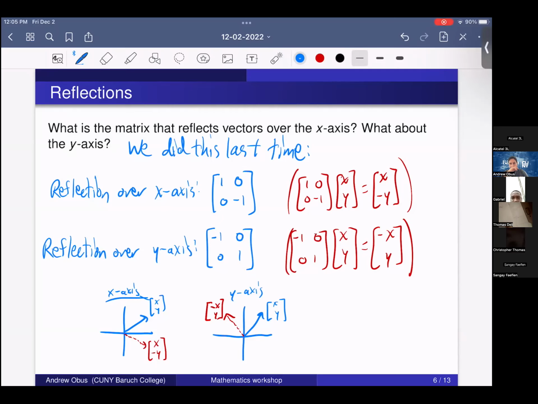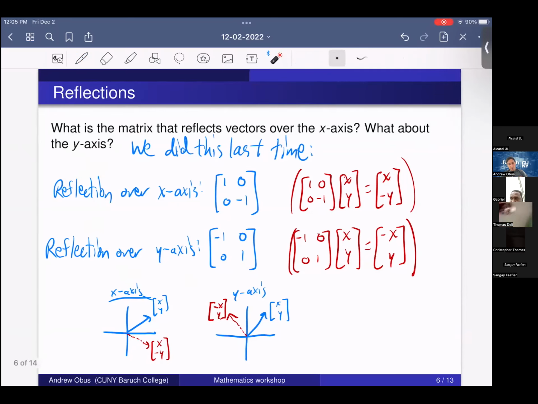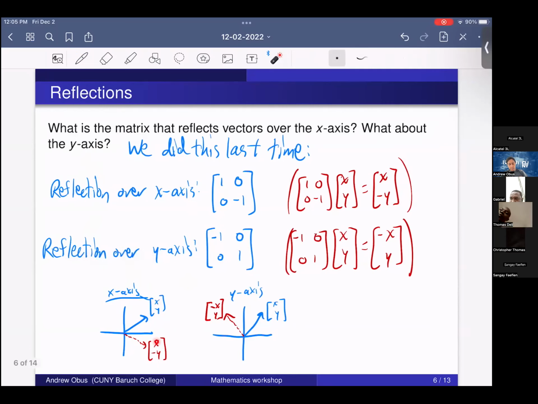Okay, so the question is, if you remember last time, these were not that hard to figure out, right? We just saw that reflection over the x-axis sends xy to x, minus y, and reflection over the y-axis sends xy to minus x, y. And so it was not so hard to just guess what the correct matrix is that would do this. And that's what we did last time.